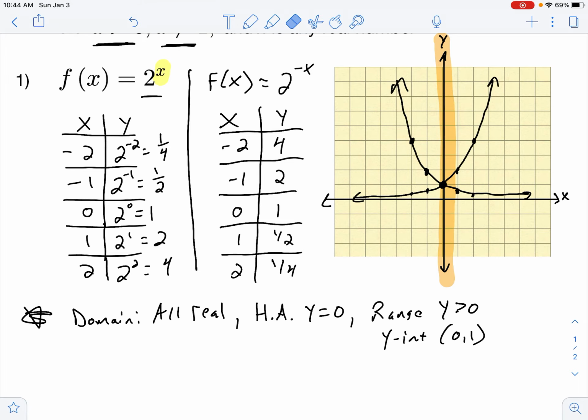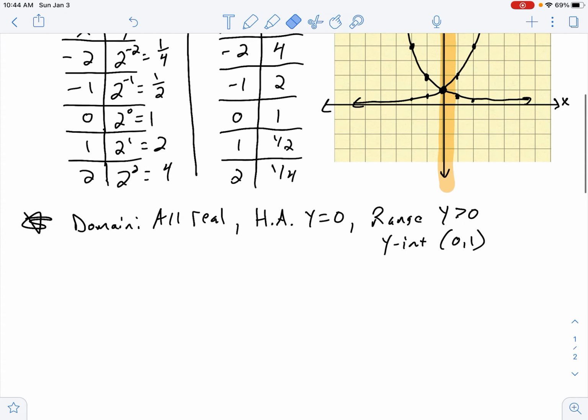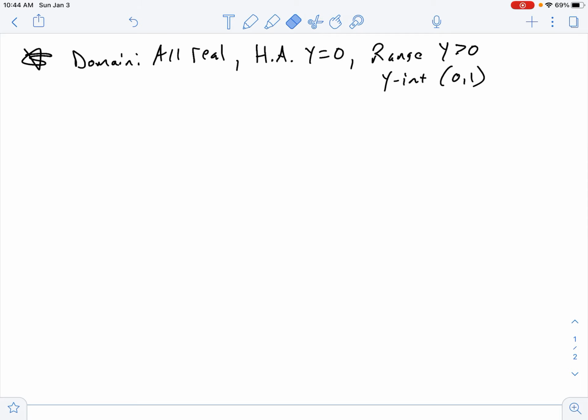All right, so let me talk about one other function. We're talking about exponentials, and an important one here is called the natural base e. I'll just call this number 2. You have f of x is equal to e to the x.